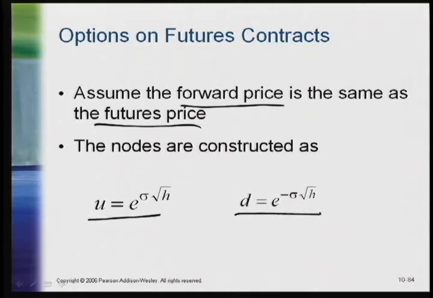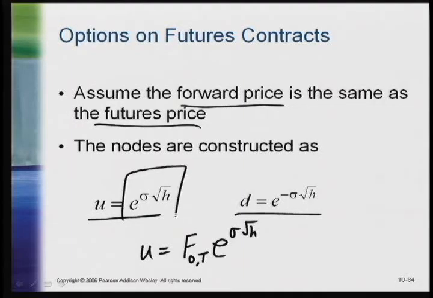Because the forward and the futures price are the same, this is the same formula we had earlier, which is U is equal to the forward price times e to the sigma square root of h. And the forward price is just the futures price, so all we get is the action of the volatility terms.